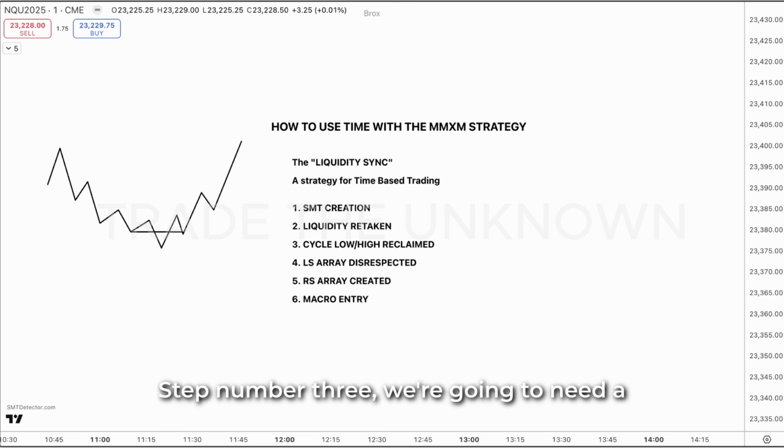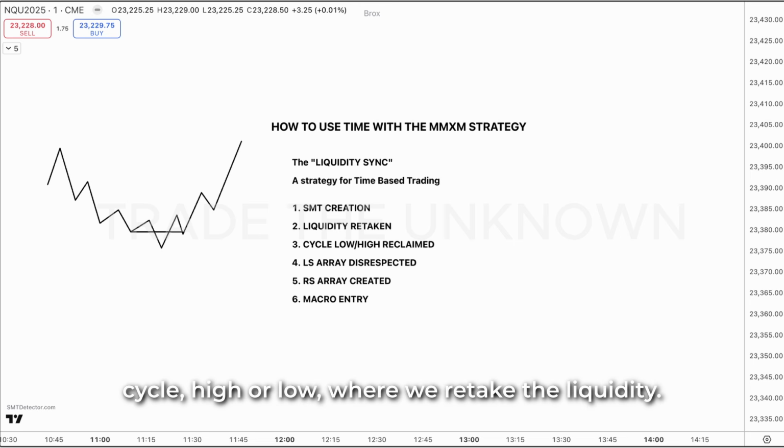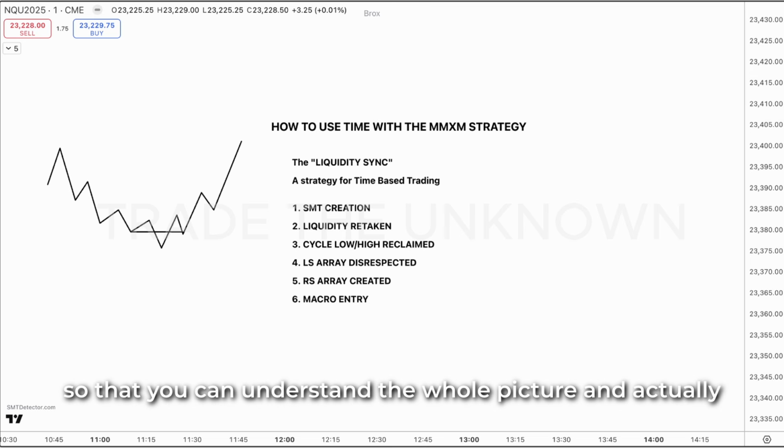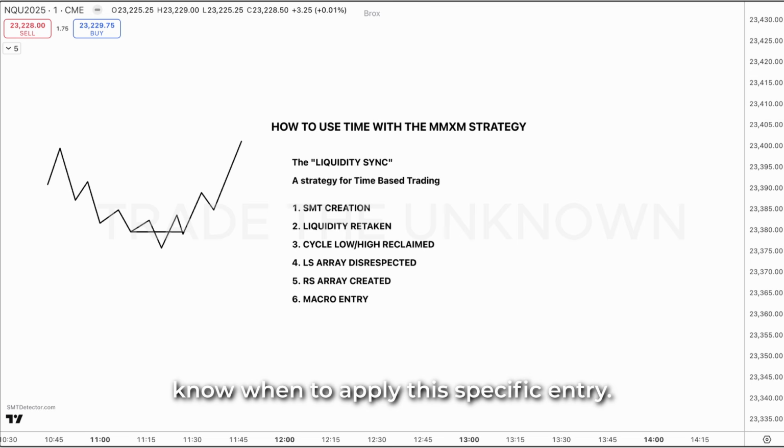Step number 3, we're going to need a cycle high or low to be reclaimed. And preferably, this should be the same cycle high or low where we retake the liquidity. So it's the same candle. We're talking about the 1 minute here, because we're using the 1 minute, like I said, for our entries. This is simply an entry model, okay, that you need to combine with the previous MMXM strategy so that you can understand the whole picture and actually know when to apply this specific entry.